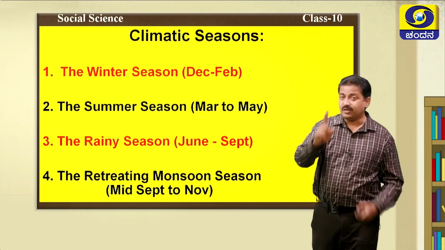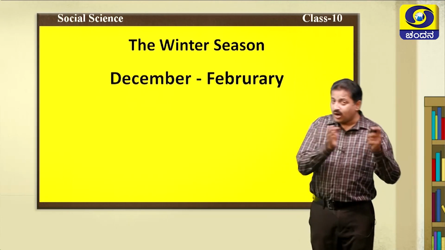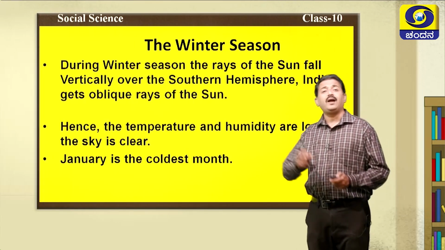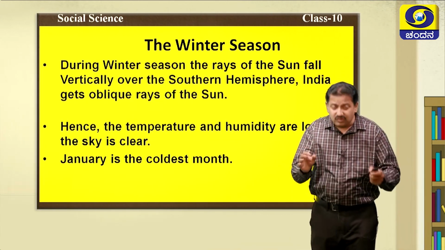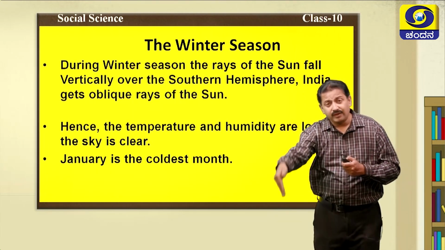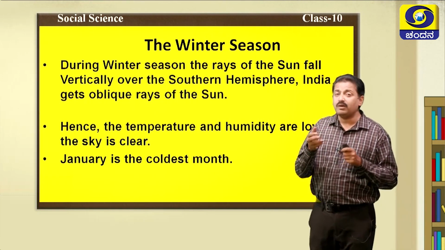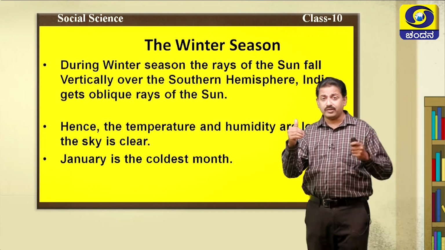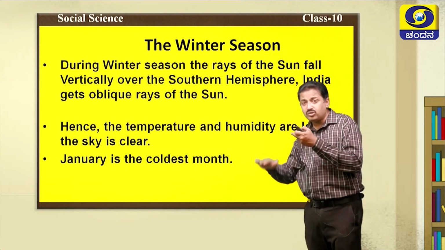Now, we shall discuss winter season. Winter season starts in the month of December and ends in February. Dear students, in this season, there will be vertical rays of sun on the southern hemisphere and India, in the northern hemisphere, receives oblique rays of sun. Due to the oblique rays of sun, the temperature goes down.